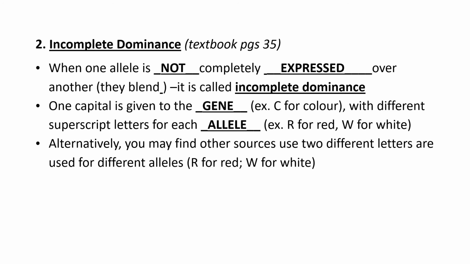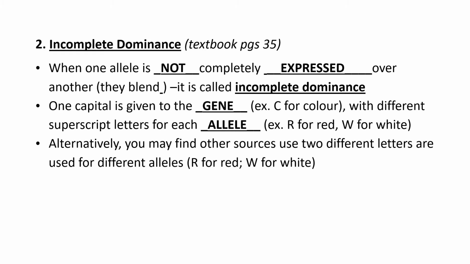Okay, so an alternative to codominance is incomplete dominance. This is page 35 in your textbook. Once again, section 1.2 has been linked in the files part of Teams. When one allele is not completely expressed over another and they blend, so instead of being patchy and showing both, it shows kind of a midway in between, we consider it to be incomplete dominance.